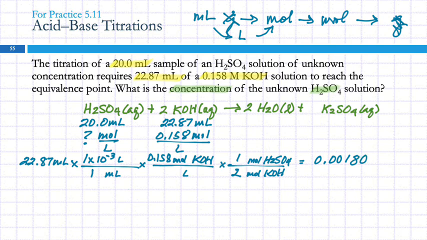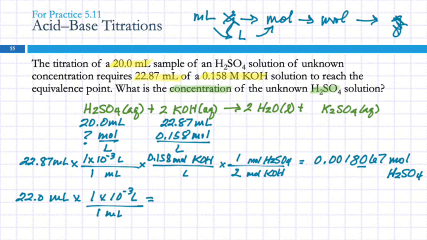And we've got 3 sig figs. I'm going to keep 2 extras. That's the number of moles of H2SO4 that were in this reaction. And this here is saying that the sample of H2SO4 had a volume of 20 milliliters. Well, 20 milliliters is going to be 0.0220 liters.